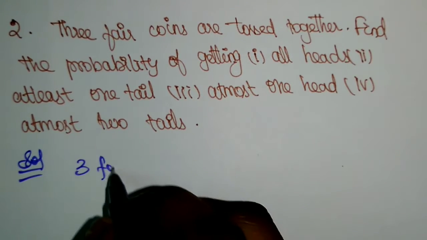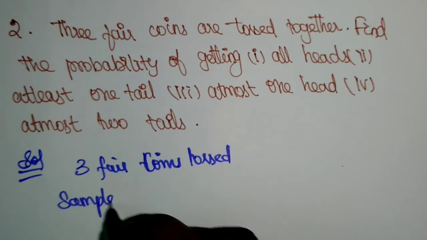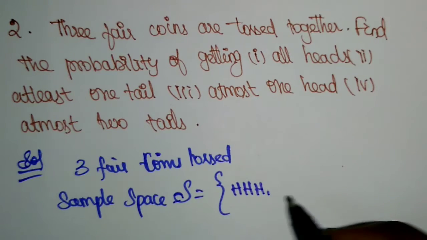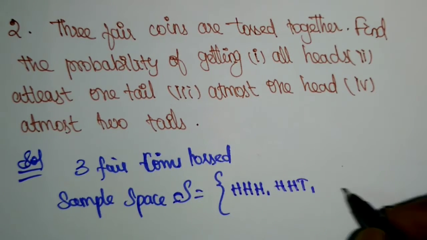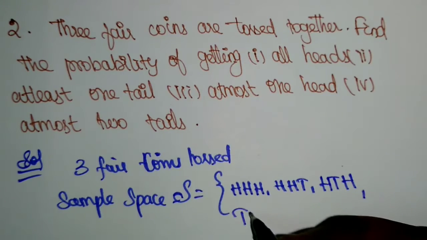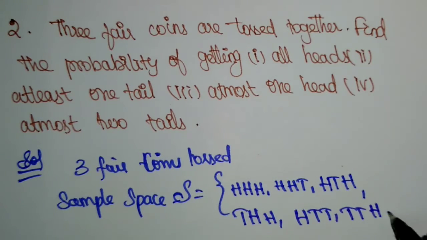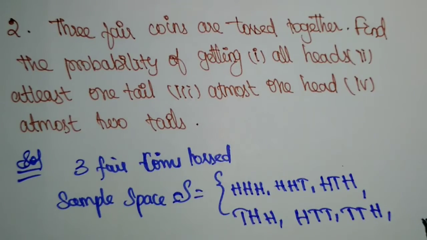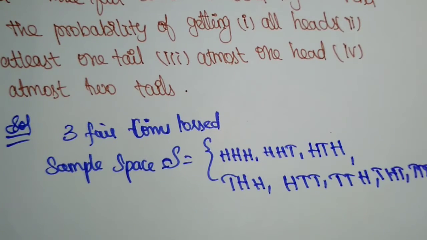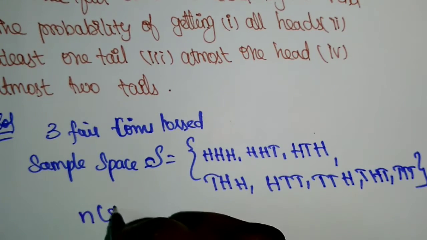If 3 fair coins are tossed, we get the sample space as HHH, HHT, HTH, THH, HTT, THT, TTH, and TTT. So n(S) is equal to 8.